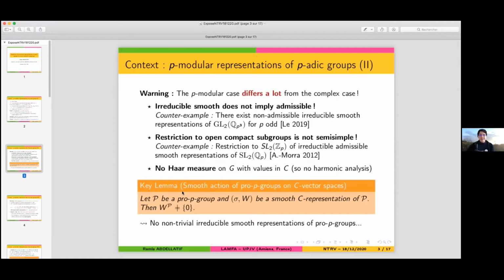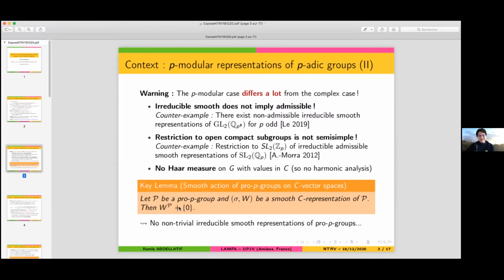But we have a main result, a key lemma, which is basically an undergrad exercise once you understand what smooth means. It just boils down to the case of p-groups, which is the first lemma in Serre's Linear Representations of Finite Groups book. So if you take a pro-p group and a non-zero smooth representation of this pro-p group, then it has a non-zero fixed vector. It's kind of automatic, okay? You always have a non-zero fixed vector in non-zero smooth representations of pro-p groups.